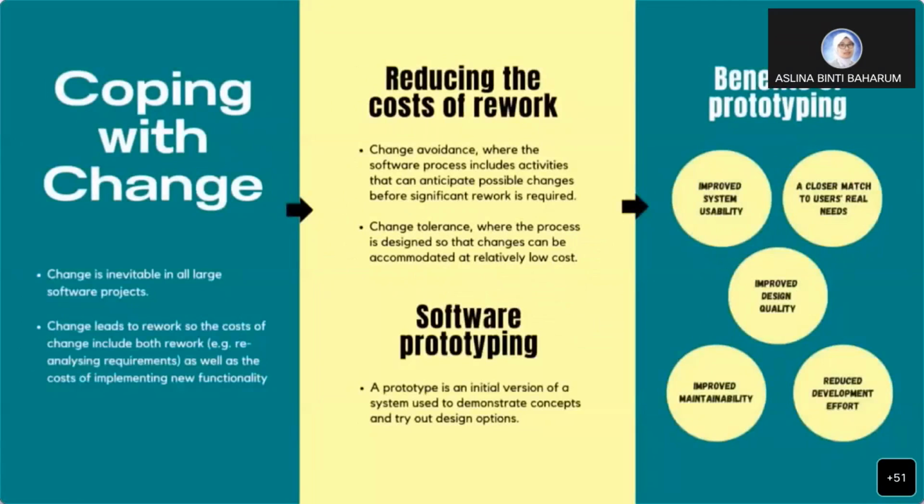Coping with change. Change is inevitable in all large software projects, and change leads to rework, so the cost of change includes both rework as well as the cost of implementing new functionality. If we want to reduce the cost of rework, as we stated earlier, we can use change avoidance, where software processes include activities that can anticipate possible changes before significant rework is required. We can also use change tolerance, where the process is designed so that changes can be accommodated at relatively low cost.